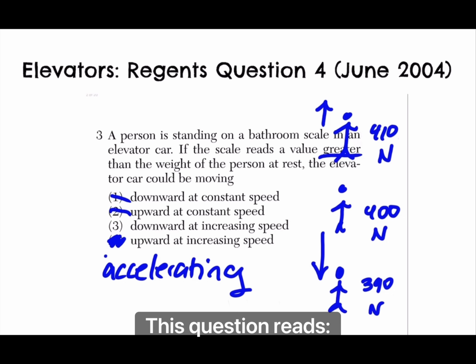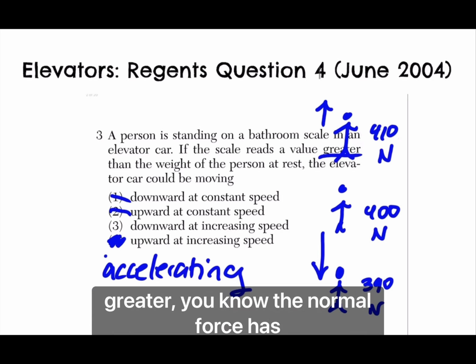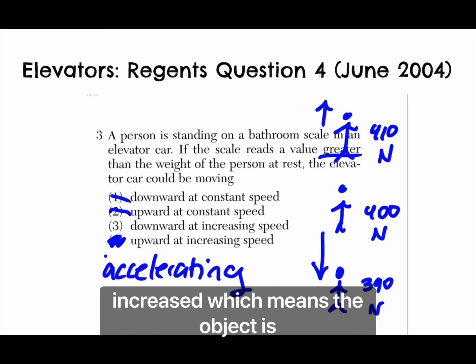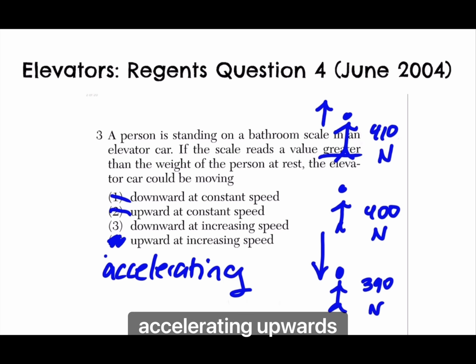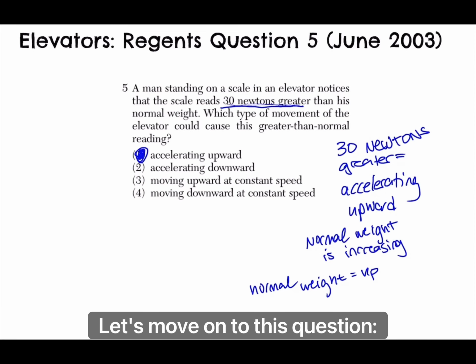This question reads, a person is standing on a bathroom scale in an elevator car. If the scale reads a value greater than the weight of the person at rest, the elevator could be moving. For the fourth, because the weight is greater, you know the normal force has increased, which means that the object is accelerating upwards. Let's move on to this question.